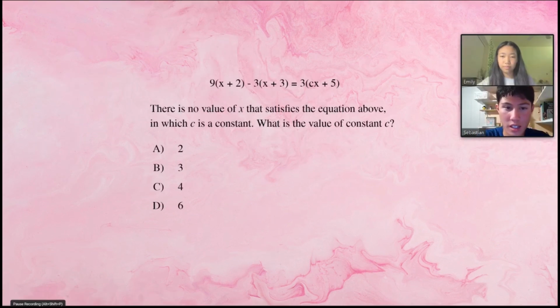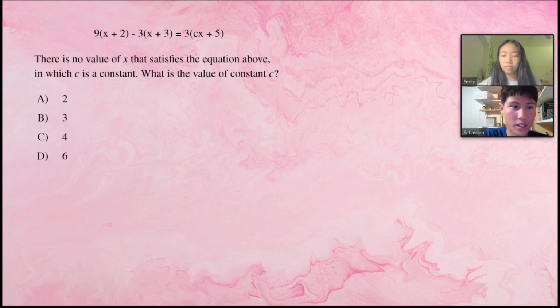So the next question is 9 times the quantity x plus 2 minus 3 times the quantity x plus 3 equals 3 times the quantity cx plus 5. And there is no value of x that satisfies the equation above in which c is a constant. What is the value of constant c? So the correct answer to this question is answer choice A, c equals 2.